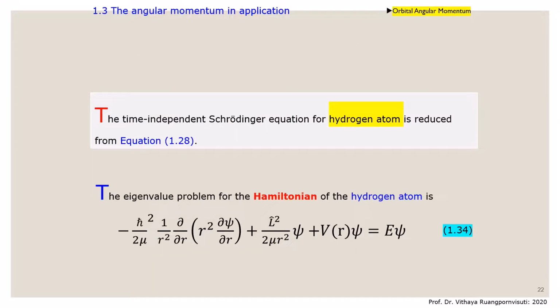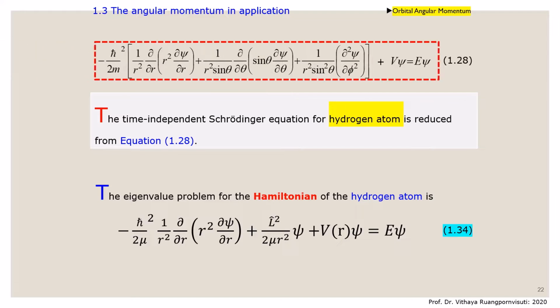The applications of angular momentum based on the hydrogen atom, as a representation of the studied particle, let us get the modification of the time-independent Schrödinger equation 1.28 for the hydrogen atom.